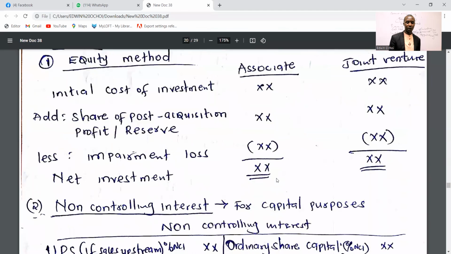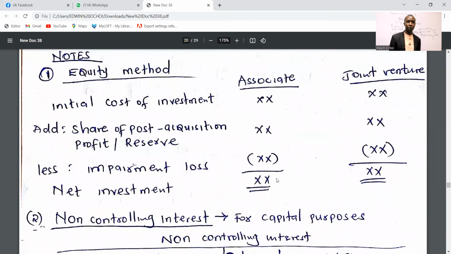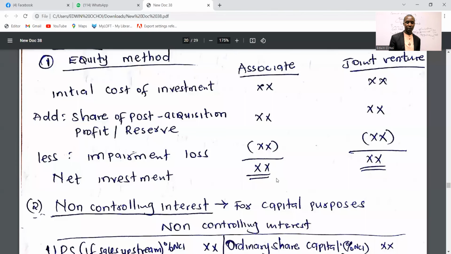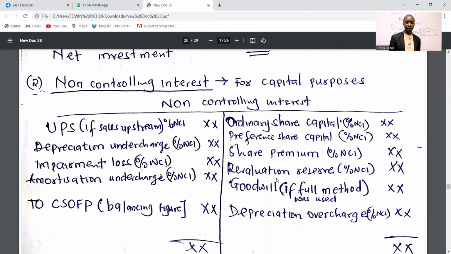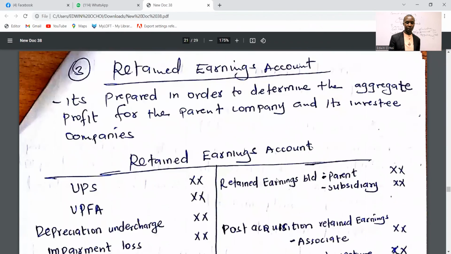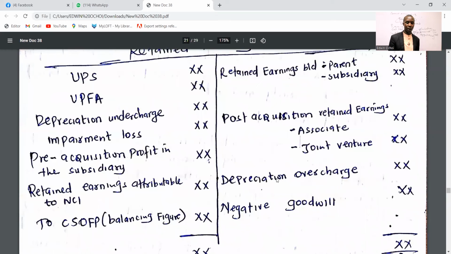So this is the format of accounting for the associates using the equity method, whereby the associates or joint ventures are initially measured at cost. You add the share of post-acquisition profit or reserve, you minus the impairment. For the NCI account and retained earnings, this will be well covered when I do a practical question.